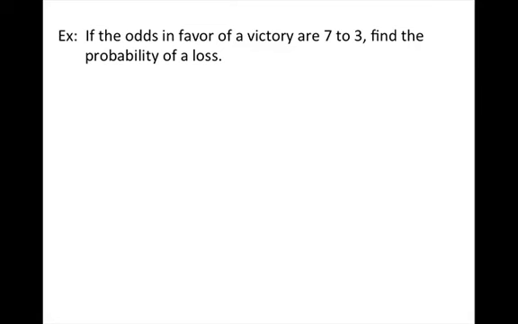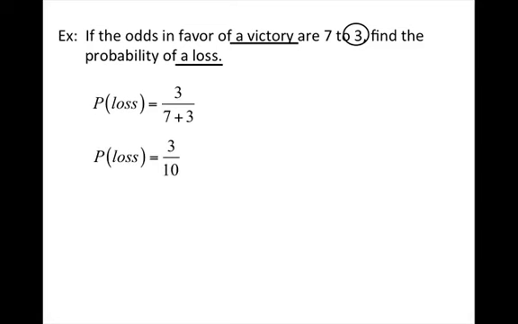If the odds in favor of a victory are 7 to 3, find the probability of a loss. This time my words don't match. I'm given the odds of a victory, but I'm asked for the probability of a loss. So this time I'm going to use the second number over the sum. So the probability of a loss is 3 over 7 plus 3, or 3/10.